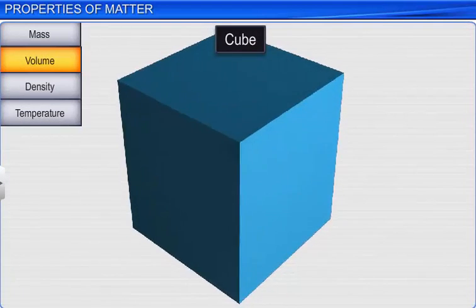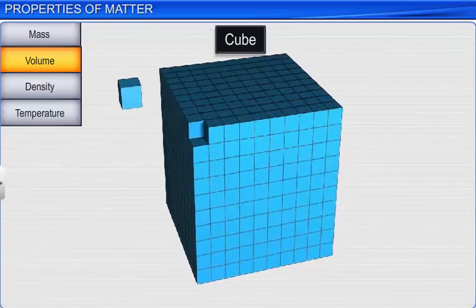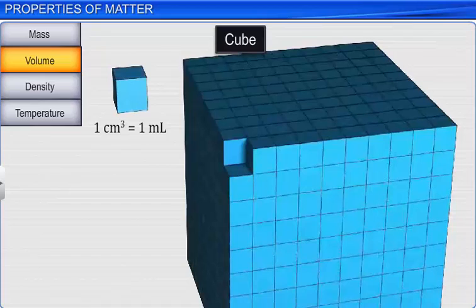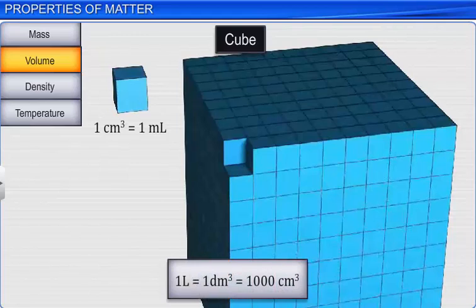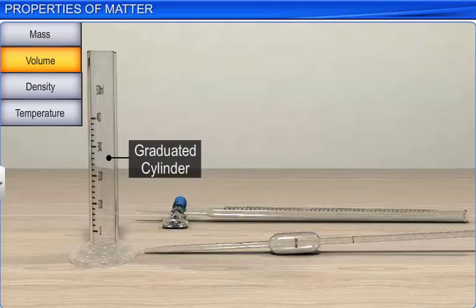Now let's look at volume. The base SI unit of volume is cubic meter. Smaller units, such as cubic centimeters, are frequently used in chemistry. Another unit of volume that is commonly used is liter. 1 liter equals 1 cubic decimeter or 1000 cubic centimeters. Some of the common devices used to measure volume of liquids are the graduated cylinder, burette, and pipette.